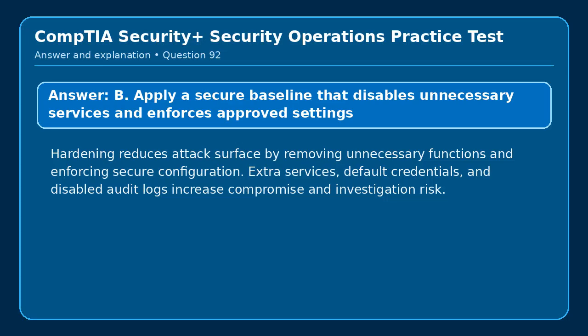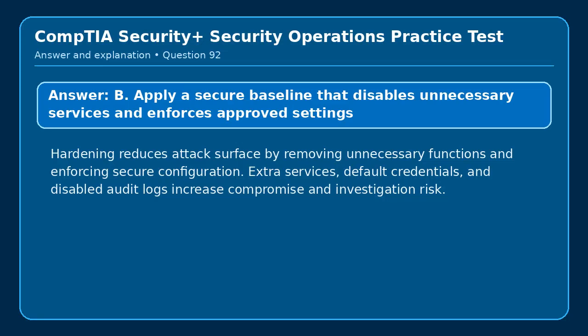The answer is A. Quarantine the device from the network. Quarantine reduces the chance of spread while investigators determine scope and impact. Broad reconnection, disabled tools, and moving executables into production increase exposure.